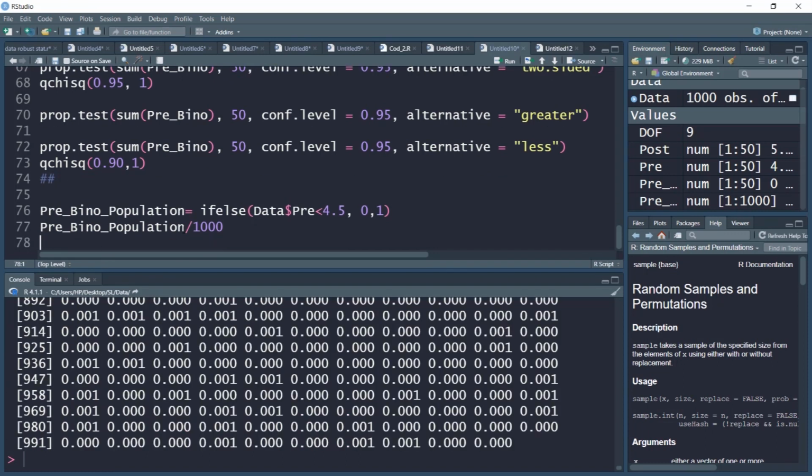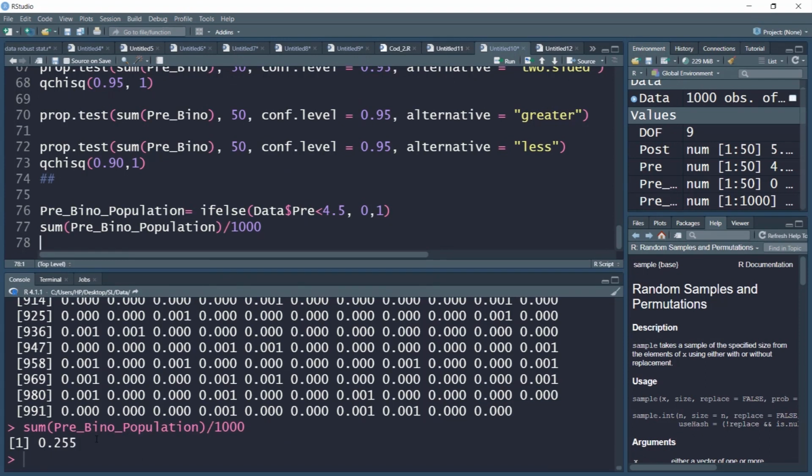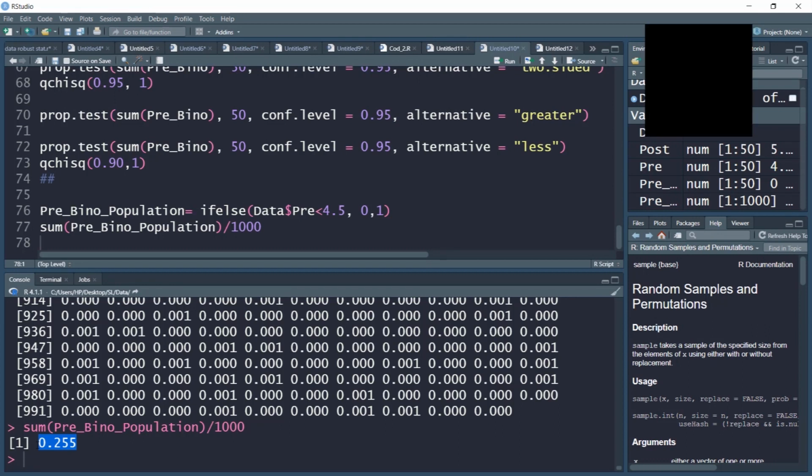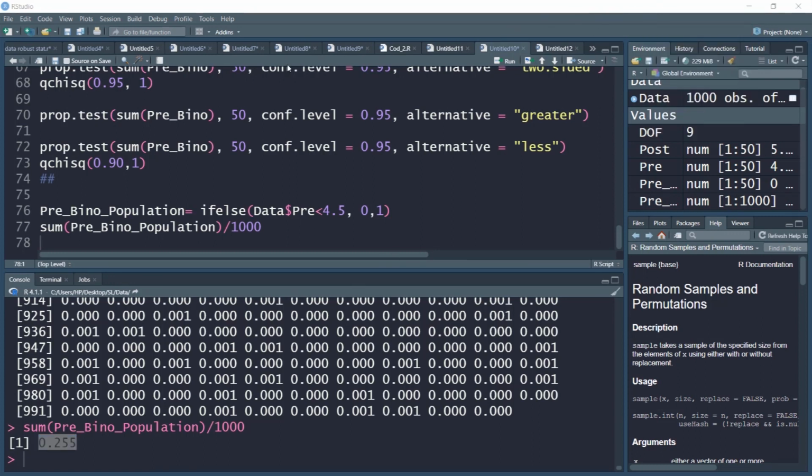and let's look at that. So we need to add the sum here. Once we assign the sum and divide by 1000, it's 25.5%. So in the population itself, the probability to observe an individual with a score of 1 is 25.5%, which is much less than 1. And this is precisely what we estimated from our sample hypothesis testing.